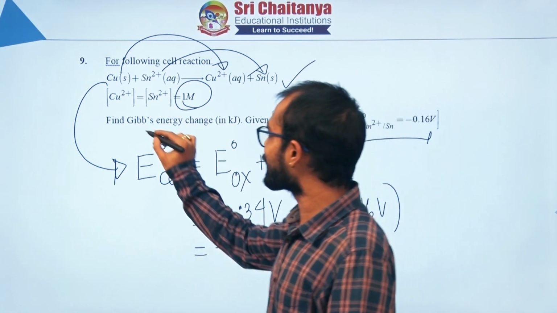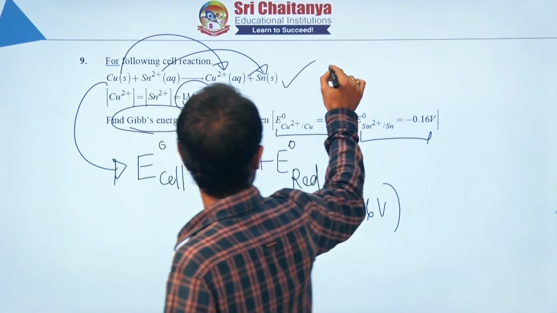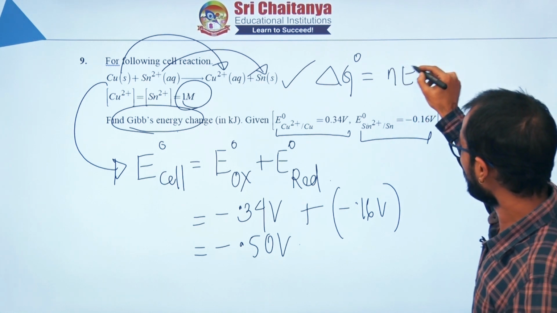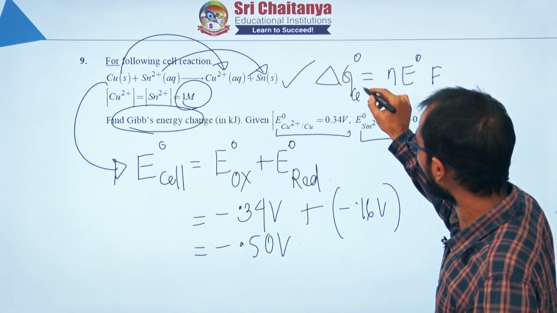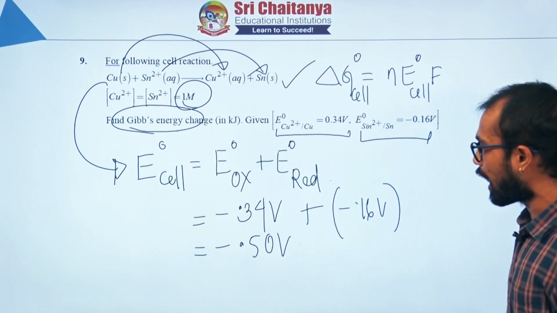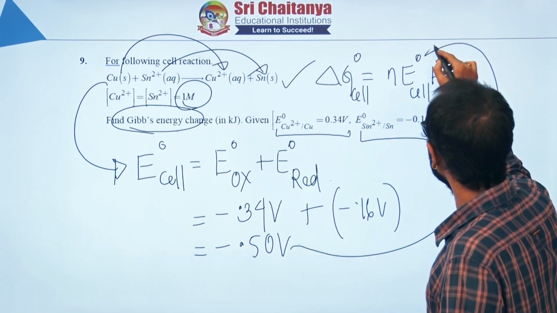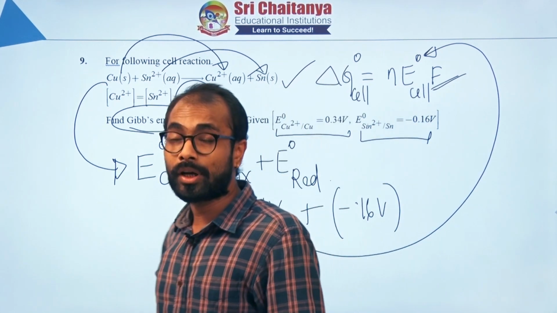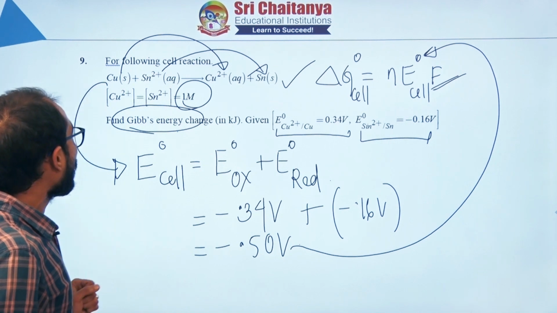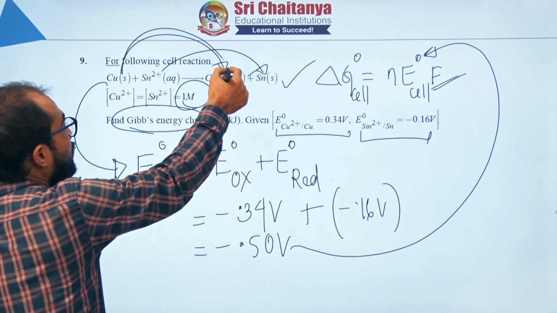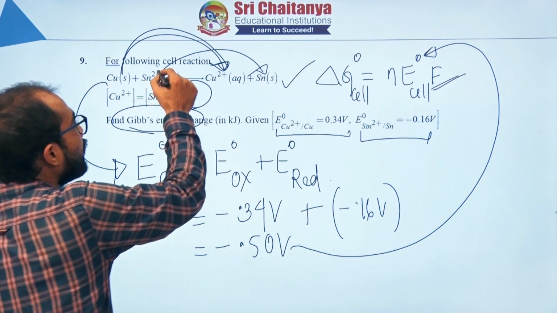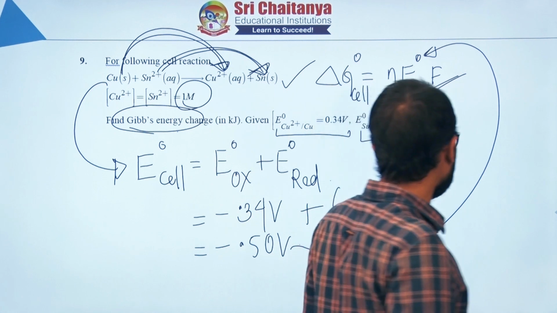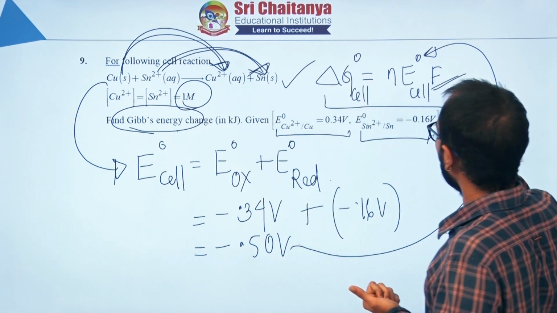Now in the question they are asking for the Gibbs energy change. How can you write down the Gibbs energy change? Delta G naught is equal to minus n E naught F. They are asking for the cell, so you put here cell. Now this particular value you put here, right? You write down the value of F, that is 96500. And what is n? n is, people, 2, because here when it is oxidized 2 electrons are released, and when it is reduced 2 electrons are gained. So the value of n is 2. You put the values here, and you will get the answer for this particular question.